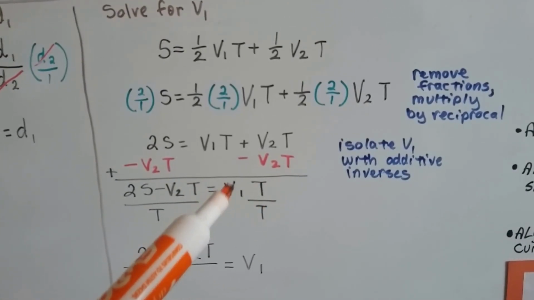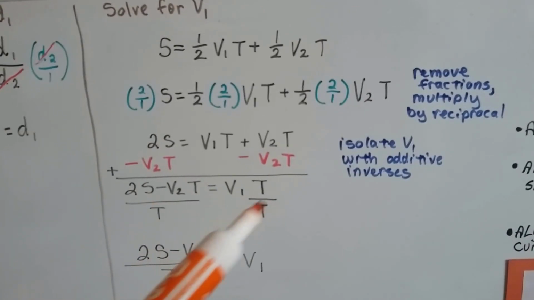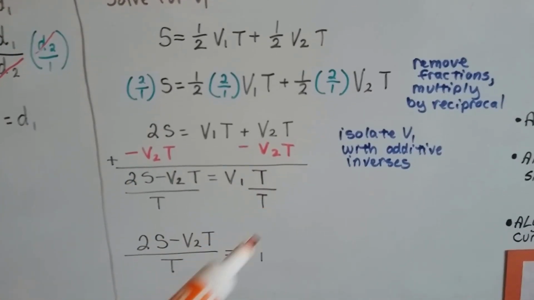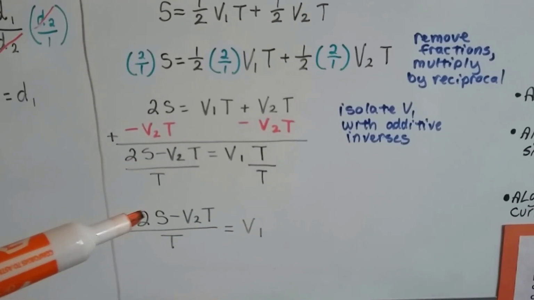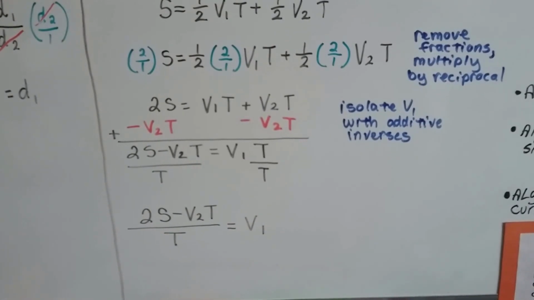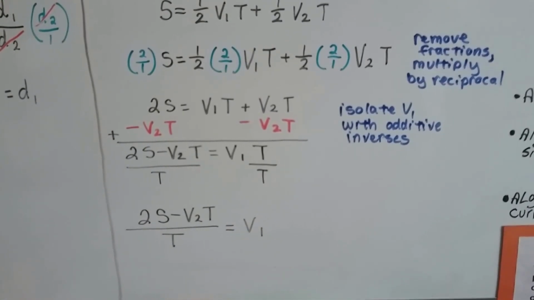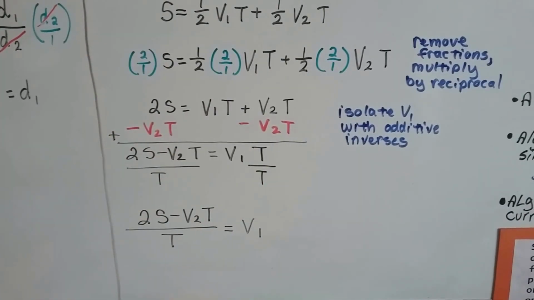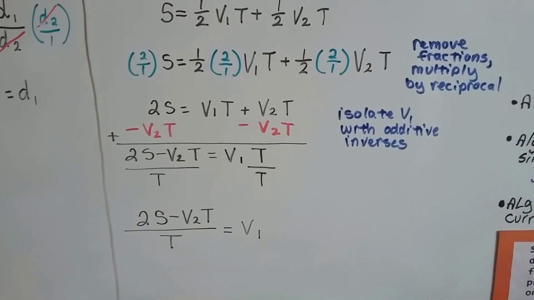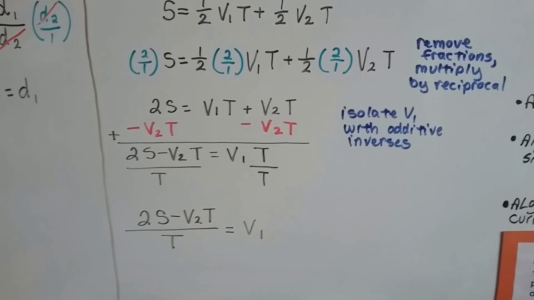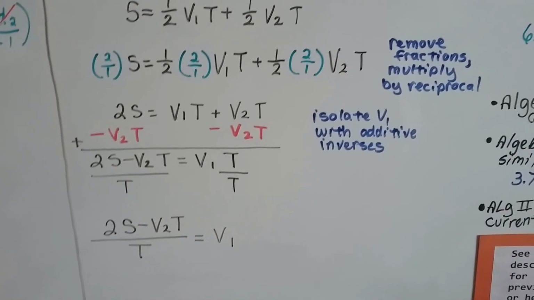Now, to isolate that more, we just divide each side of the equation by that t. That cancels out as a 1, and we're left with 2s minus V sub 2 t over t equals V sub 1. See? So it's a lot of multiplying and using additive inverses, just like you would with any other algebra problem, and we solve for that variable, okay? It's not that hard, all right?